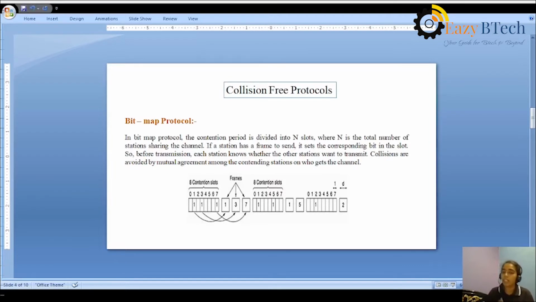While the contention period is divided into n slots, if a station wants to send a frame, it gives an indication to the channel: I want to send a frame. The corresponding bit will be assigned to that station. This indicates that it will communicate that frame using the channel. But here there is one main concept: before transmission, each station knows whether other stations want to transmit or not.